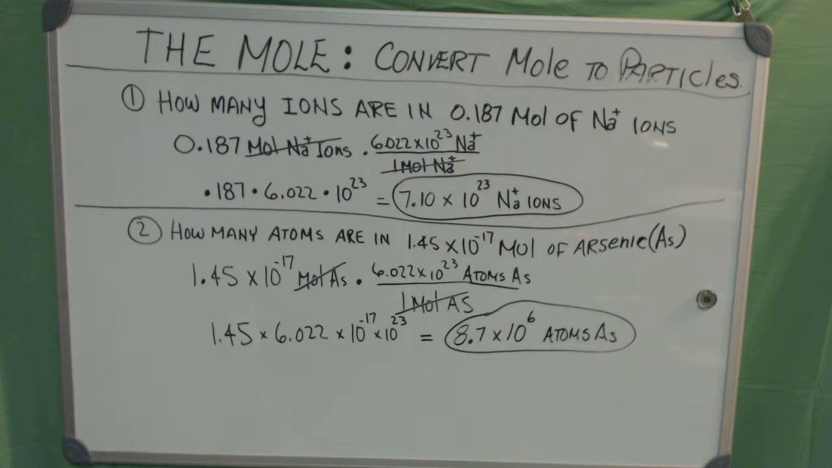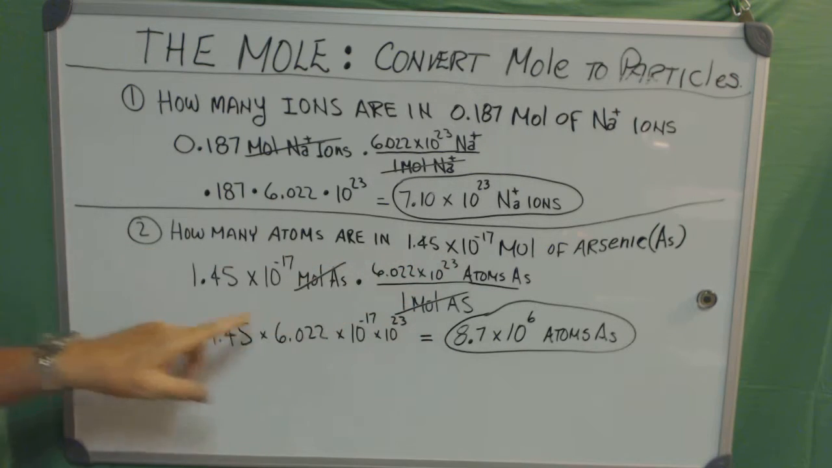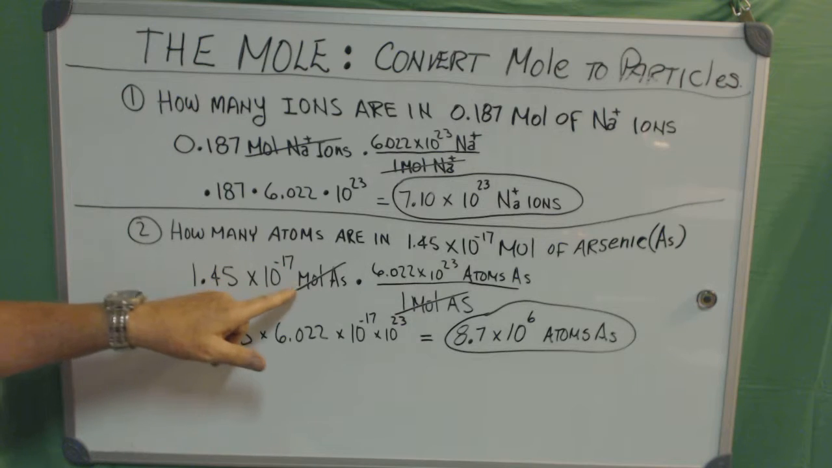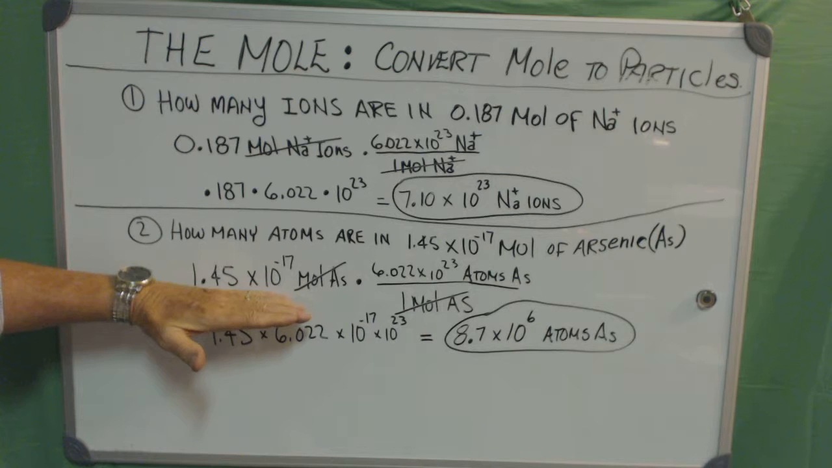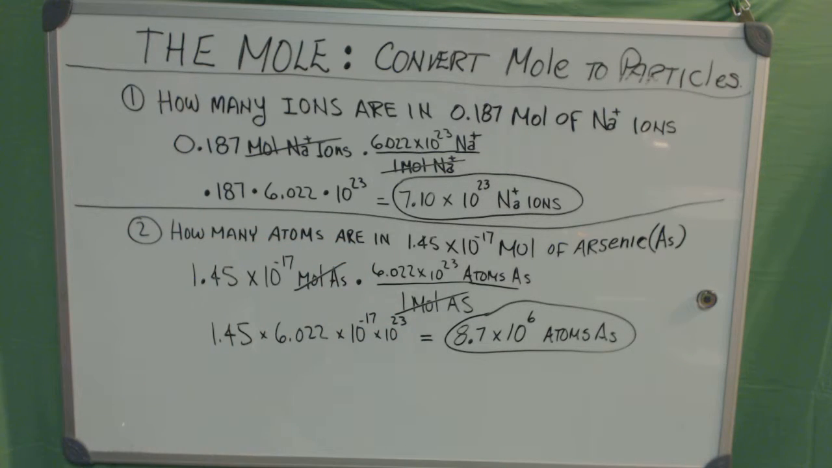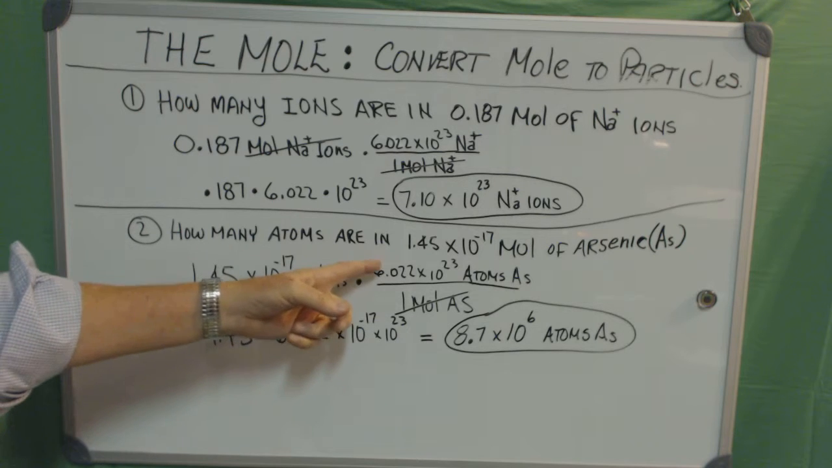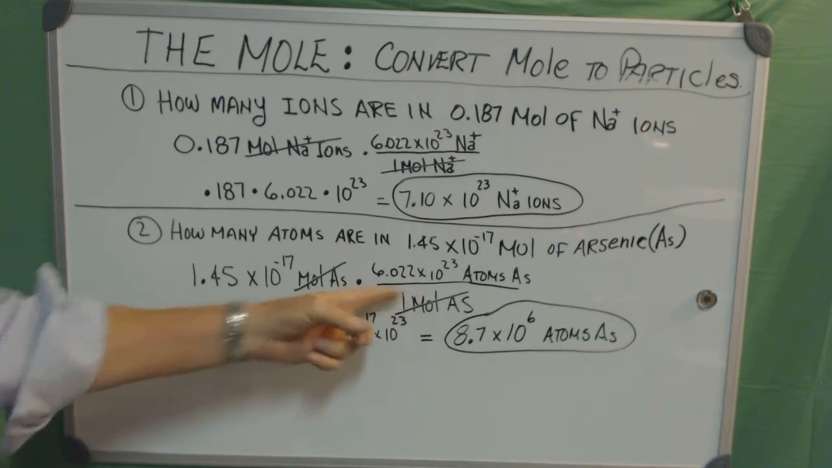And so I set up my equation the same way. I take the 1.45 times 10 to the minus 17 moles of arsenic. I start my equation off with that. Then I'm going to multiply it by my unit changer, and that's going to be particles per mole. I've got the moles in the denominator, so that will cross off.